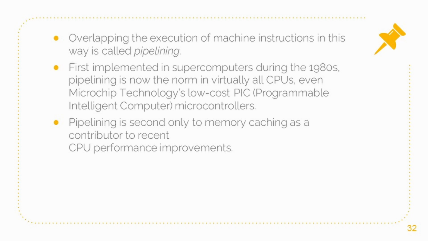Overall, pipelining plays a crucial role in modern CPU architecture and is instrumental in delivering the high levels of performance and efficiency that users expect from today's computing systems, from supercomputers to embedded devices. Its widespread adoption and continued optimization underscore its importance as a fundamental technique for enhancing CPU performance.